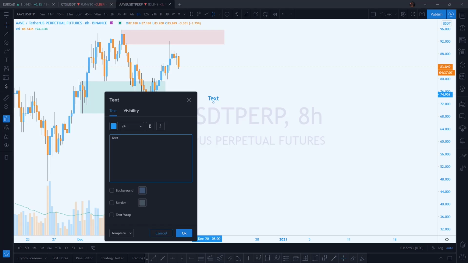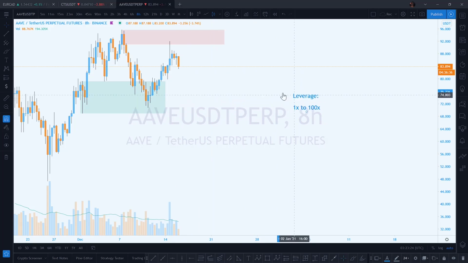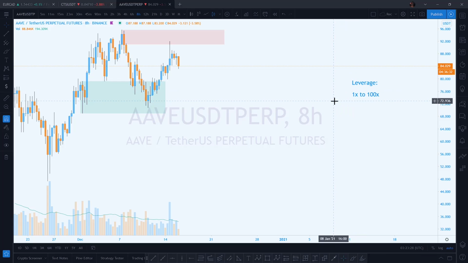So on Binance, you have leverage from 1x up to 100x, and this depends on the coin you are trading. Some coins have up to maybe 25x max, some 50x, some 75x, while Bitcoin, I believe, has 100x. If you are trading with leverage, what leverage should you use?